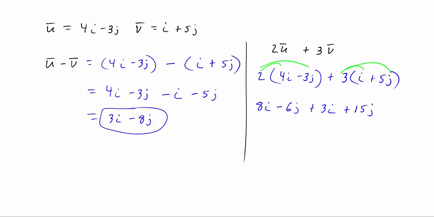And then once again at this point we would simply combine our like terms. So we'd have 8i plus 3i, which would be 11i. And then we would have a negative 6 plus 15, which would be a positive 9j. So really, when we think of this linear combination in terms of i and j, you're almost going to treat it like you would if you had variables x and y when it comes to combining your like terms.